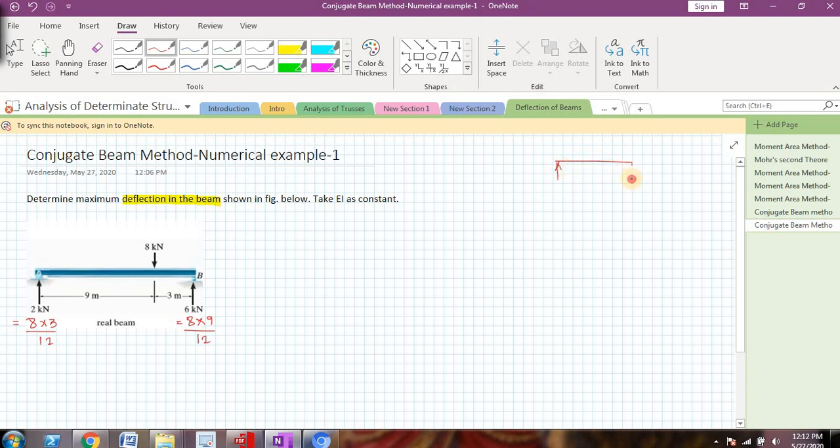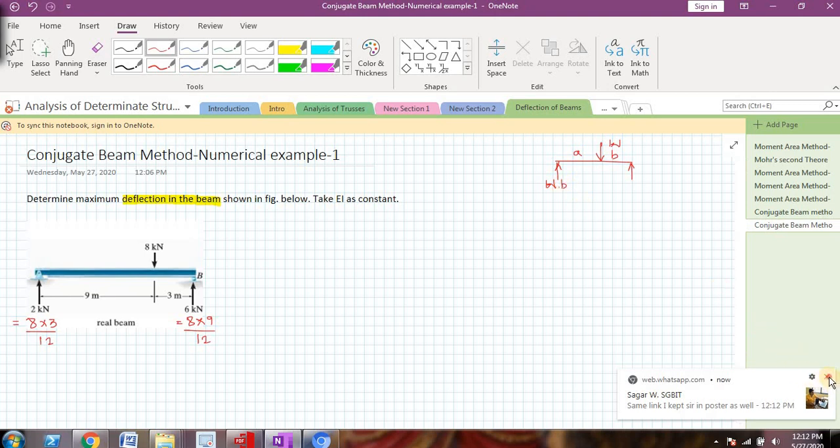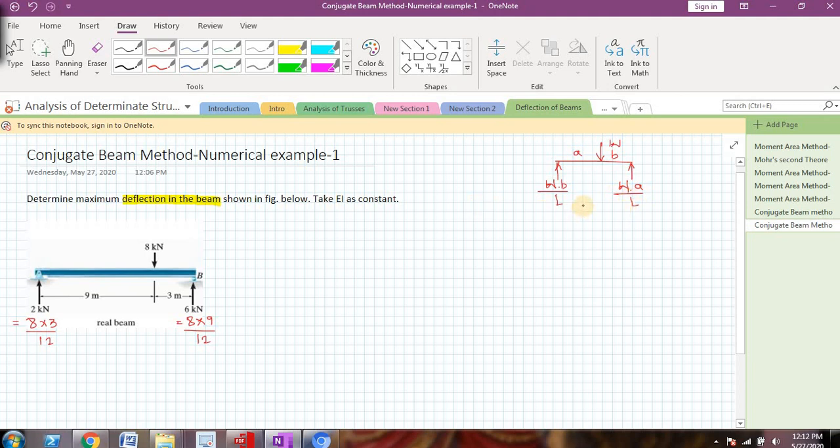So if this is your simply supported beam, and if this is the load W which is acting, and if this is A and if this is B, so this you can write as W into B by L, where L is the total span, and this as W into A by L. Okay, so this is how you can find out the reactions. The same thing I have done here also.